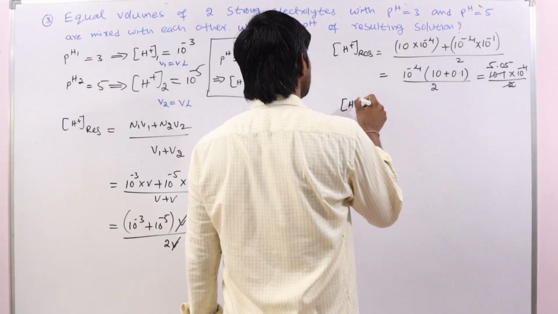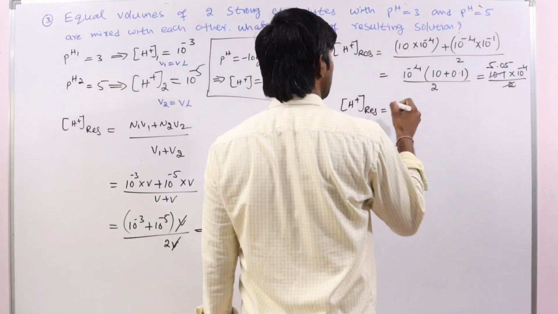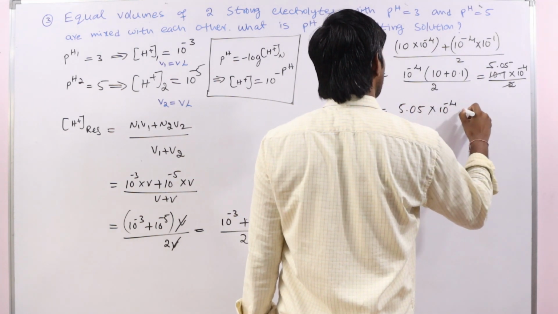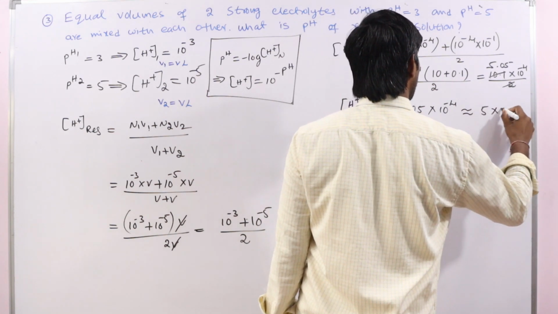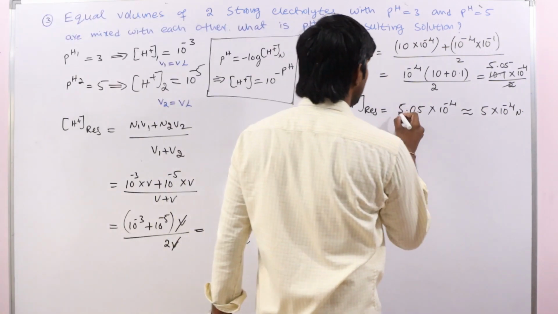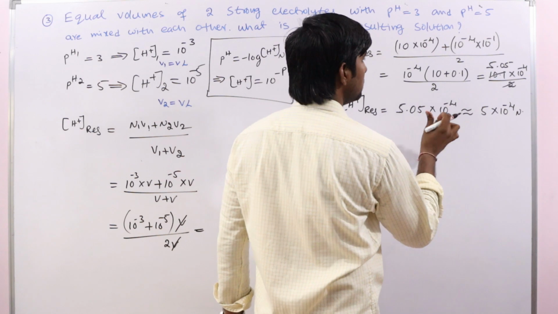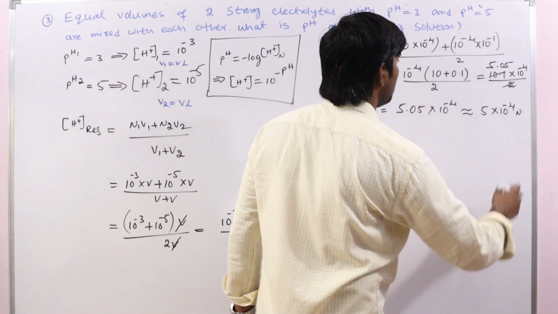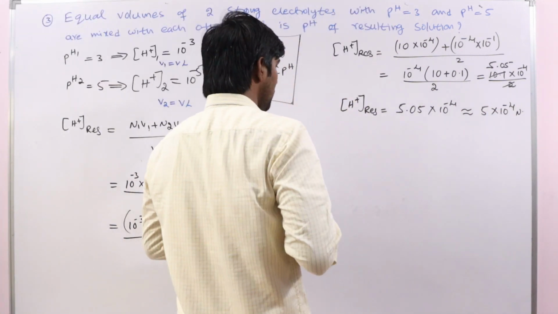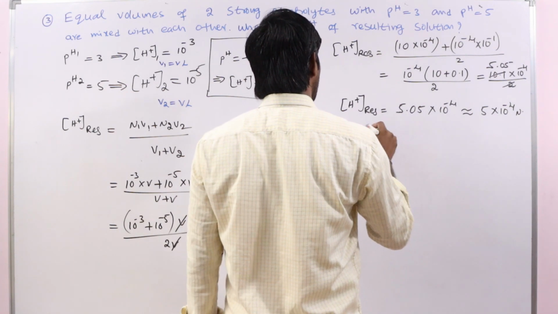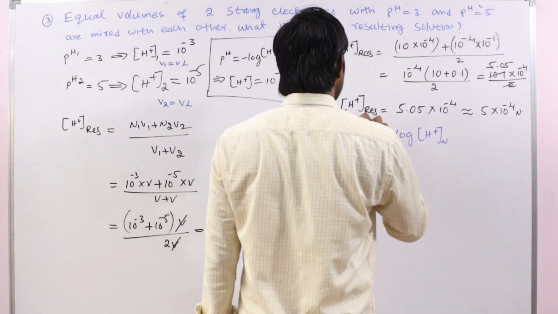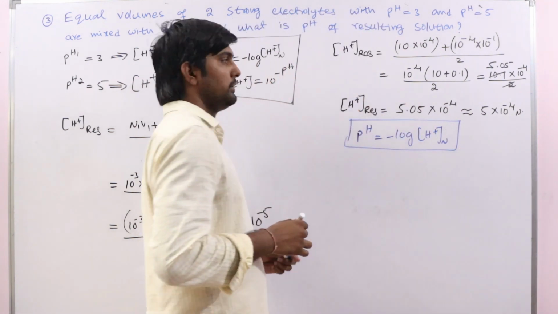So therefore the H plus ion concentration in the resultant mixture is equal to 5.05 into 10 power minus 4, and it is approximately equal to 5 into 10 power minus 4 normal. Okay, for our simplification purpose we are taking 5.05 as almost equal to 5 into 10 power minus 4. Now, what is the formula to calculate pH? pH is equal to minus log of H plus ion concentration. This is the formula, right?